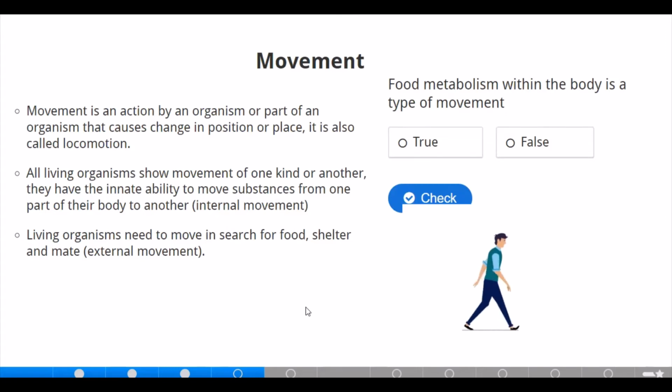Movement. Movement is an action by an organism or part of an organism that causes change in position or place. It is also called locomotion. All living organisms show movement of one kind or the other. All living organisms have the innate ability to move substances from one part of their body to another, that is internal movement. While living organisms need to move in search of food, shelter, and mate, that is external movement. Food metabolism within the body is a type of movement. True or false? True.